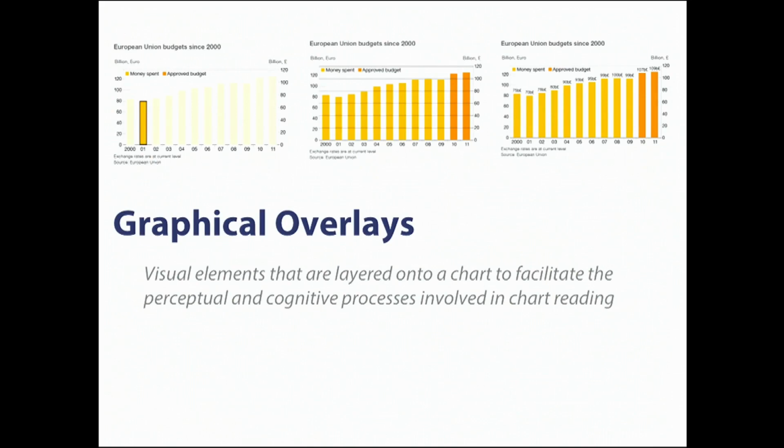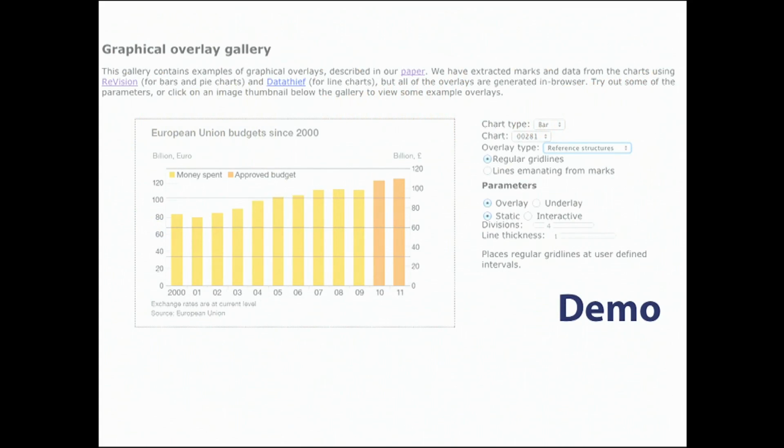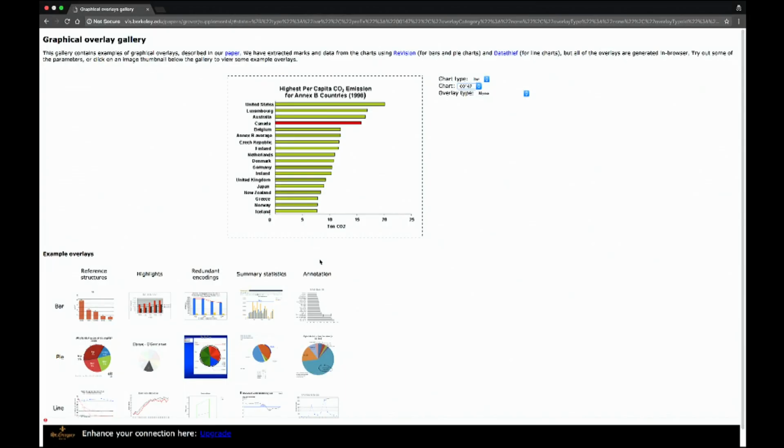So the thing that we're adding are what we call graphical overlays. These are visual elements that are designed to support and facilitate the perceptual and cognitive processes involved in chart reading. And what I'd like to do is just show you a demo of what we've done. So let me shift over to this.